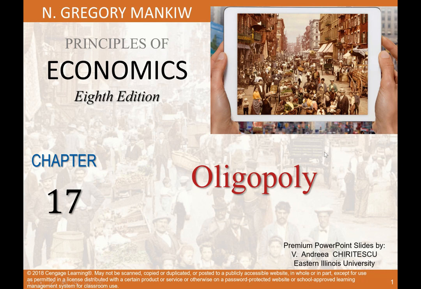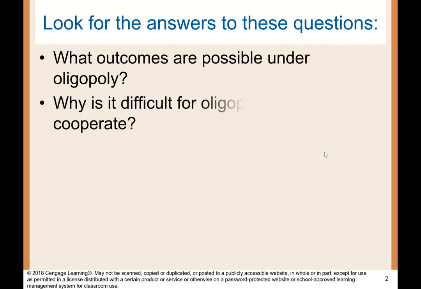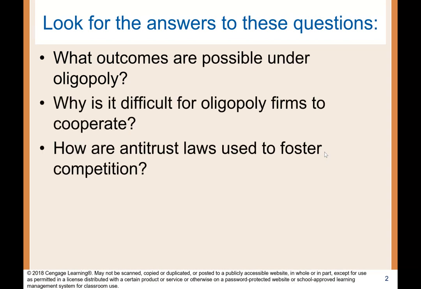Chapter 17, Oligopoly. Our objective in this chapter is to answer the following questions. What outcomes are possible under oligopoly? Why is it difficult for oligopoly firms to cooperate? How are antitrust laws used to foster competition?